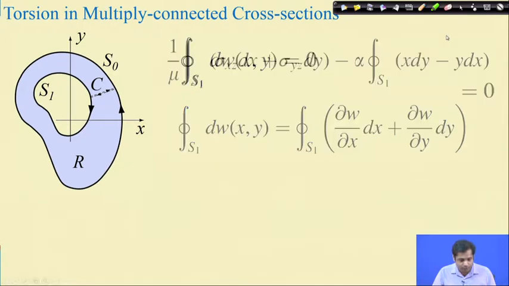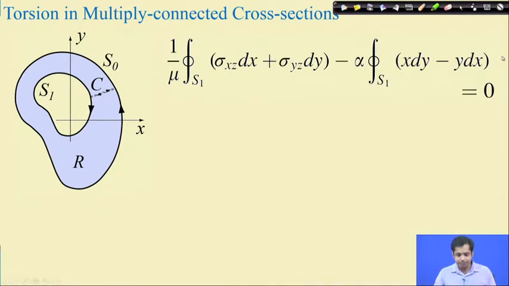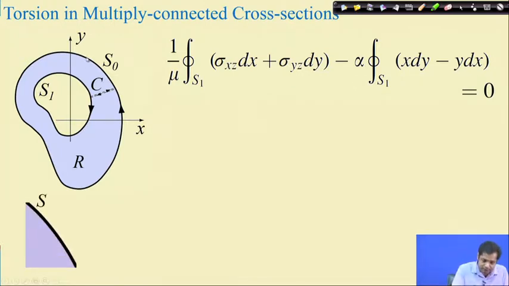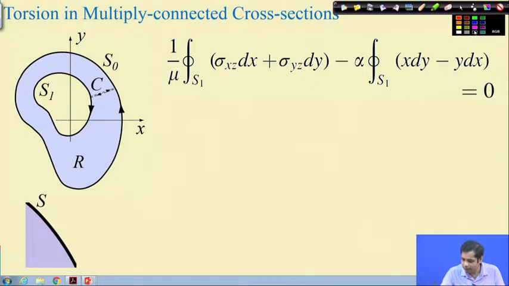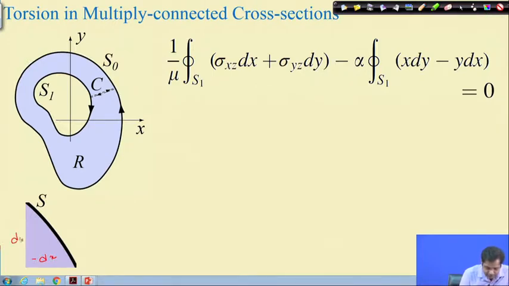So, this is the expression we have, right. Let us take the first part. Take any small distance, a small arc on this surface S. As we already discussed, this will be dx, and this is minus dx, and this is dy, and this is ds. Then sigma xz into dx and sigma yz into dy.